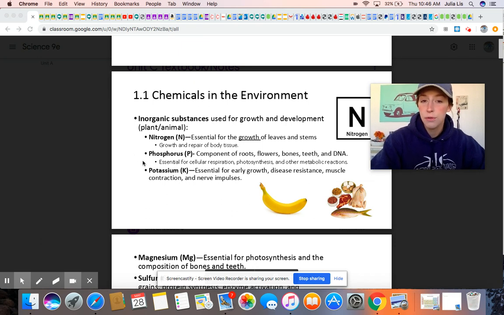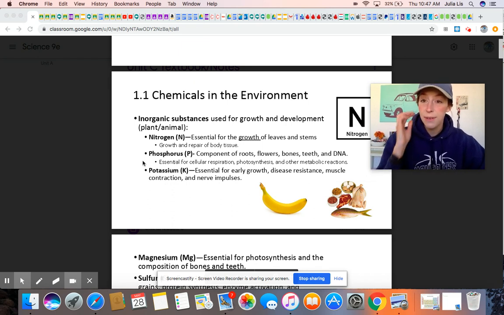Phosphorus is also essential for photosynthesis in plants, which is a process where they make their own food using light energy. And that's something that you'll talk a little bit more about in grade 10 science. And you'll talk lots about it in Bio 20 if that's something that you choose to take.